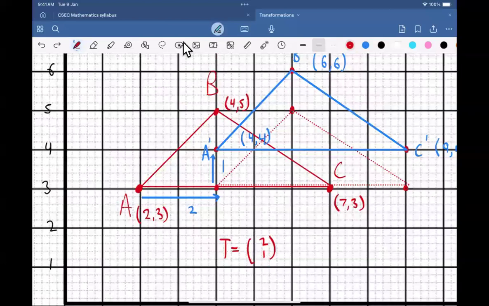Up. Right, up. You could draw it and you could do it, that's fine. You could also just add the translation to the point. So my translation is 2, 1. That means I'm moving 2 right and 1 up. So you could just add that to your point.